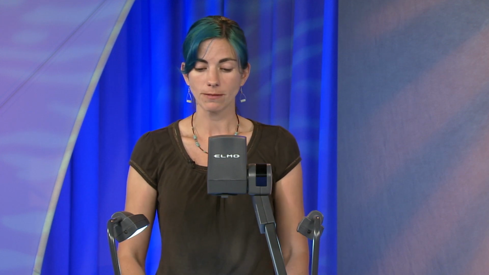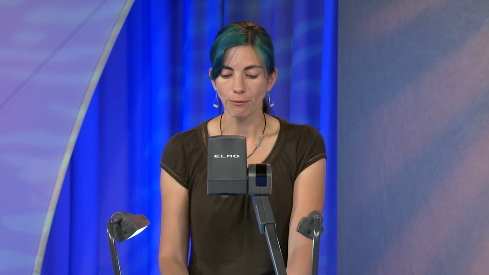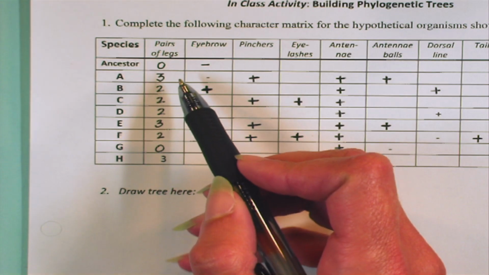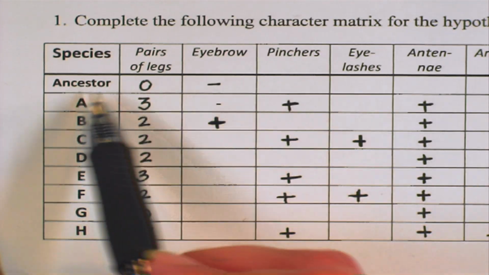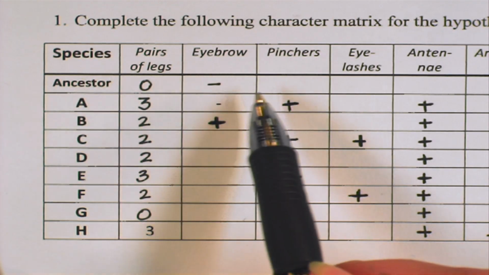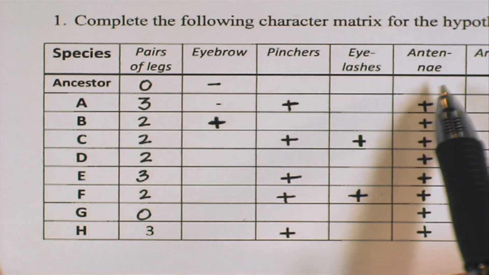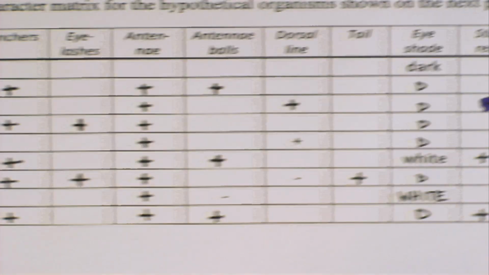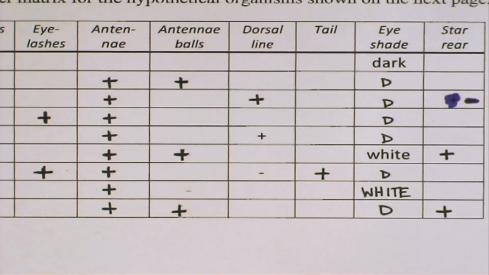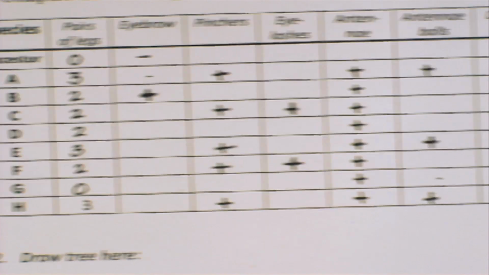the ancestor, which looks rather plain, is going to be the plesiomorph, in other words, the original character state. So if we take a good look here, I'll go ahead and zoom in a little bit so you guys can see. The ancestor has no pairs of legs, no eyebrow, no pinchers, no eyelashes, no antenna balls, no dorsal line, no tail, dark eyes, and no star rear. So that makes it pretty simple.